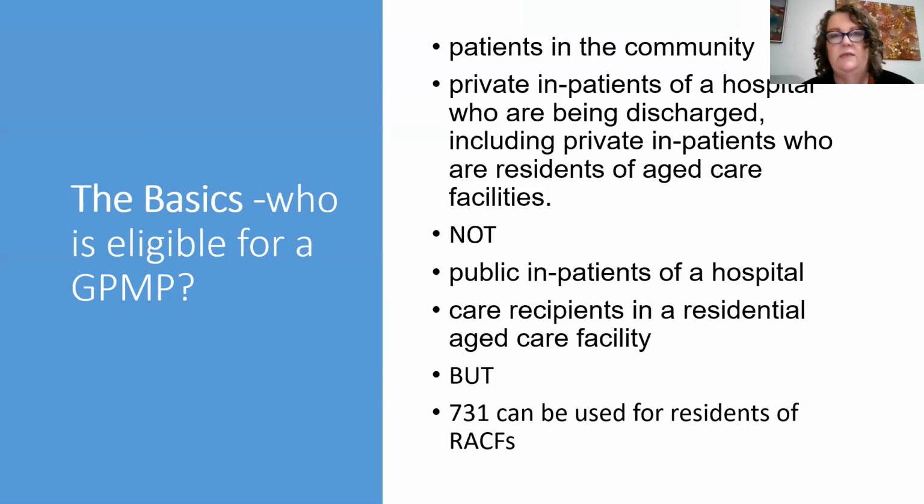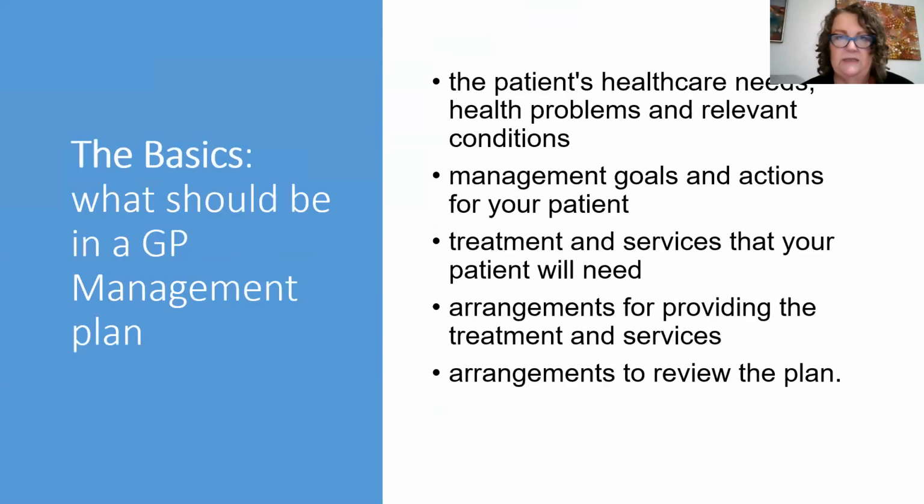Who is eligible? It's for patients in the community, private inpatients of a hospital who are being discharged, and this includes private inpatients who are residents of aged care facilities, but it's not for public inpatients of a hospital or care recipients in a residential aged care. But for those care recipients in a residential aged care facility, if the facility has done a care plan for the patient, there's an item number called 731 where the GP contributes to the care plan, and that can be used for those residents.